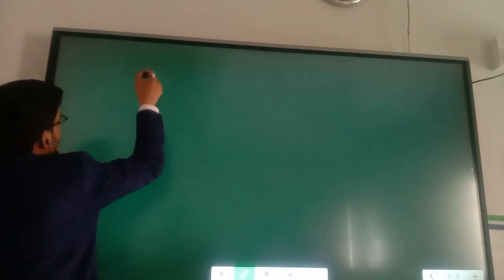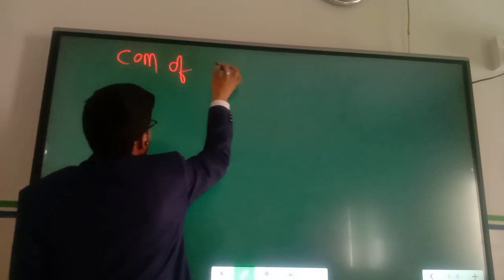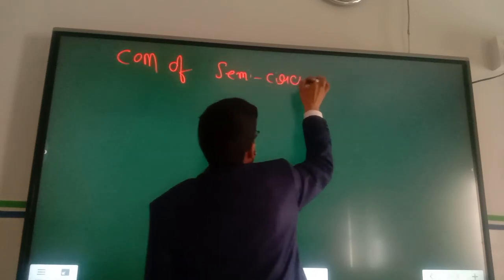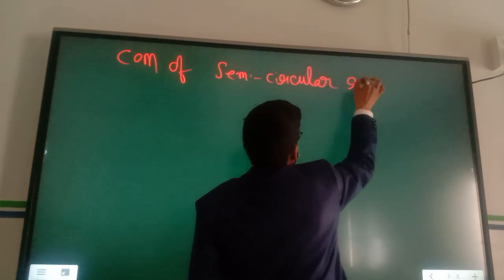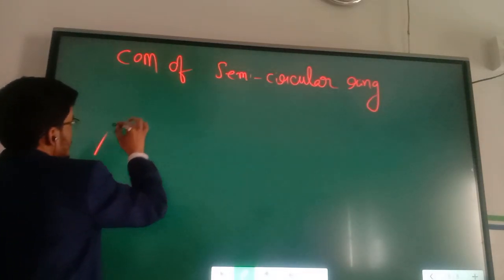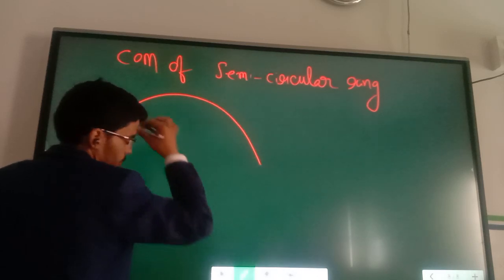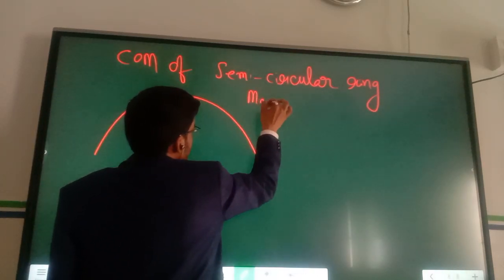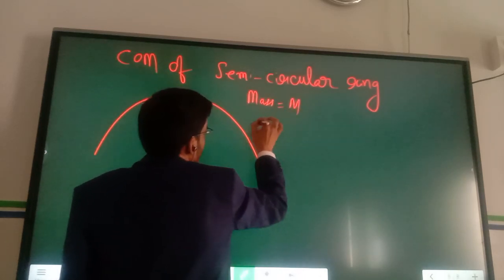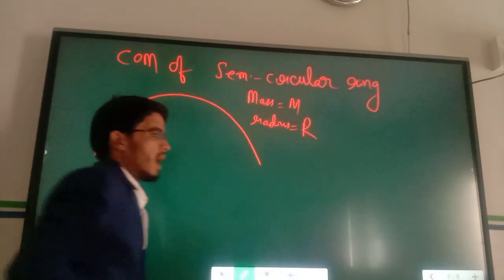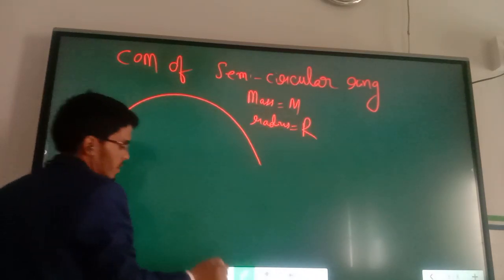Now suppose we have to calculate the center of mass of a semicircular ring. Okay, now this is a semicircular ring, and suppose mass is given, mass is m, and radius value is suppose r.